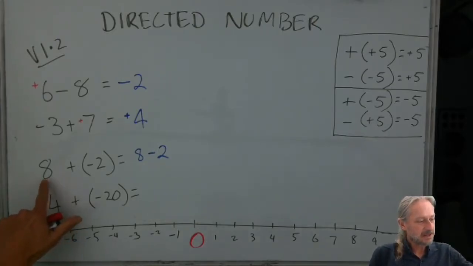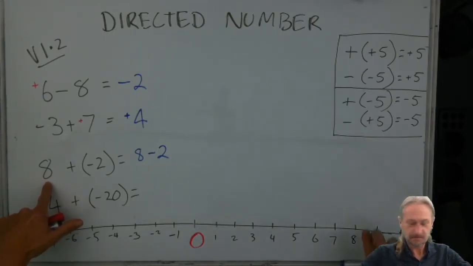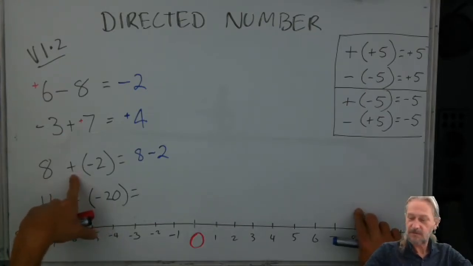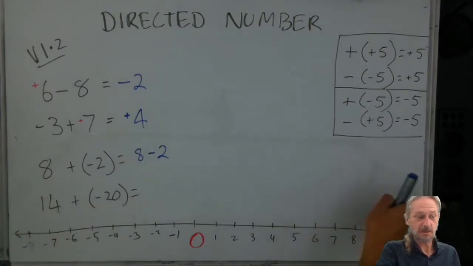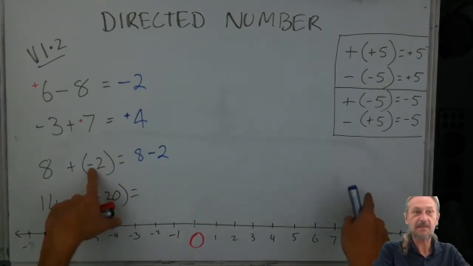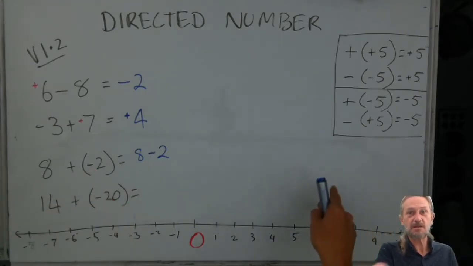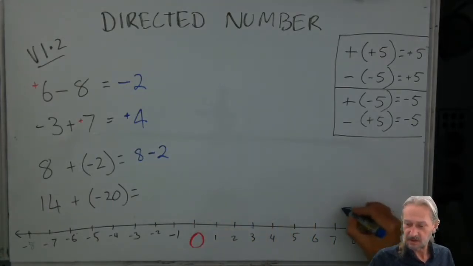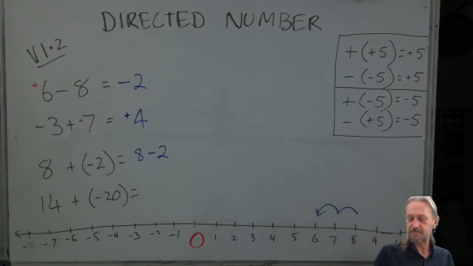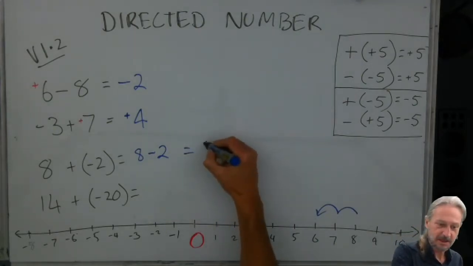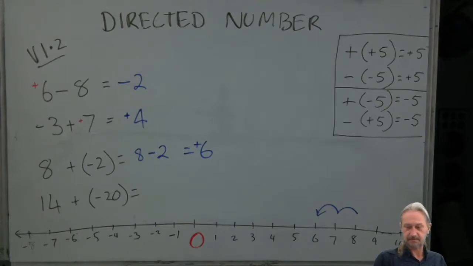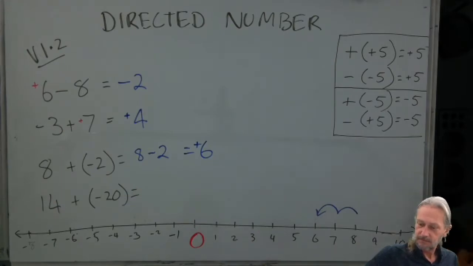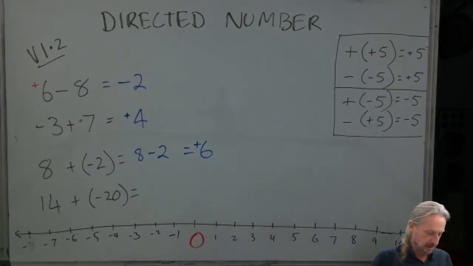But just reading this, we would start at 8. We're facing in the positive direction, so we're facing this way. But because we're adding a negative number, we would take 2 steps backwards. So we'd start at 8, go 2 steps in that direction, 1, 2, and we end up at 6. Positive 6. Okay, so let's look at this last one.